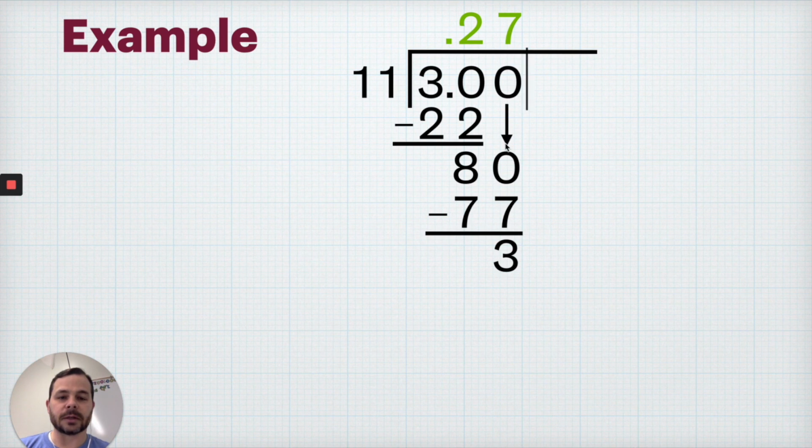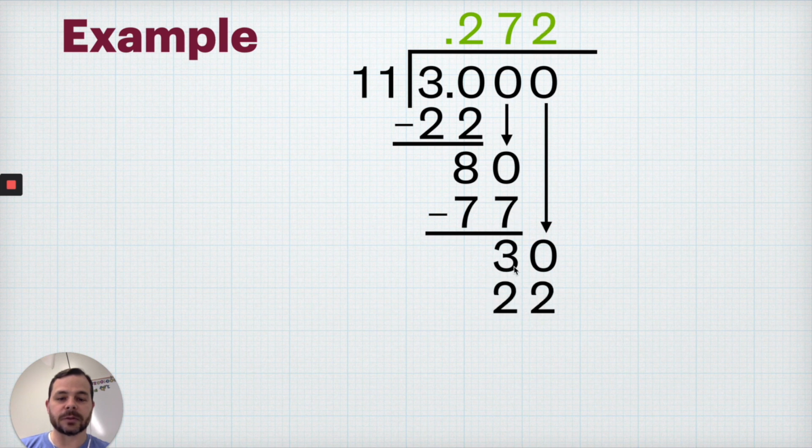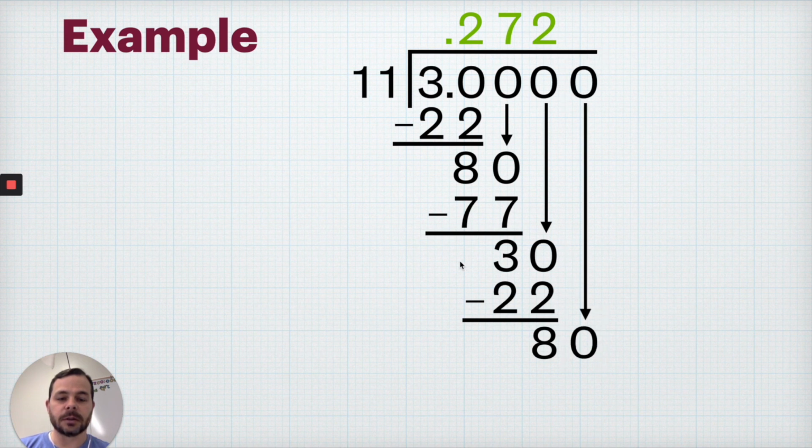And let's go ahead and look at another one. Annex another 0, bring down. 11 goes into 30, 2 times again. We get 22. And then we subtract, we're going to get 8. We're going to annex another 0, bring it down. And 11 goes into 80, 7 times again. And we're going to get 77. Subtract, we're going to get 3.